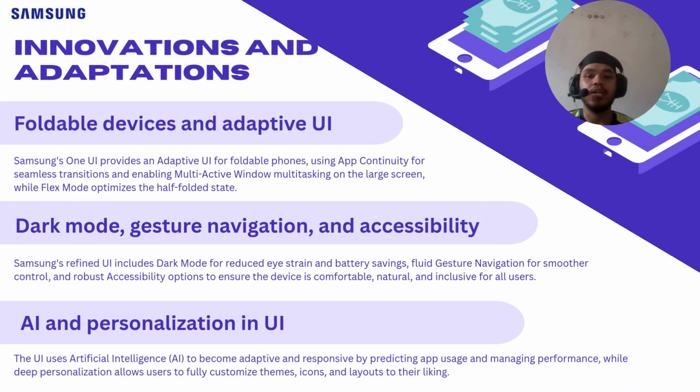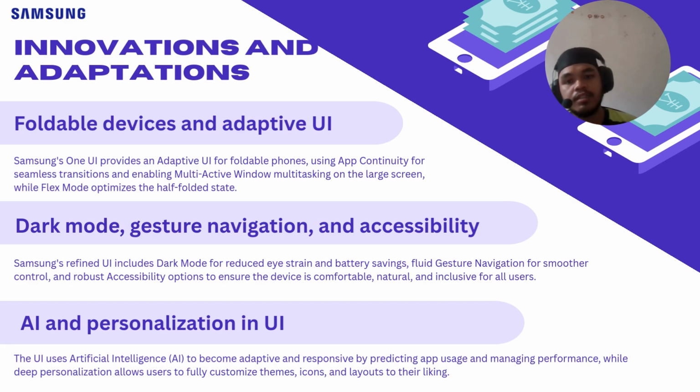Okay, now we move to the innovation and adaptation of Samsung UI. Firstly, affordable devices and adaptive UI. Samsung UI provides an adaptive UI for foldable phones, using app continuity for seamless transition and enabling multi-active window multitasking on the large screen, with Flex mode optimizing the half-folded state.